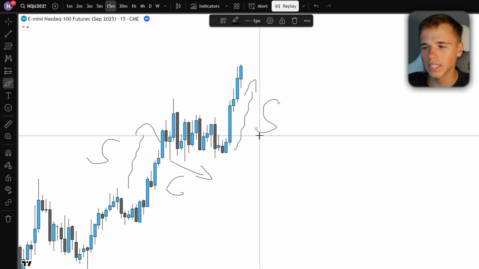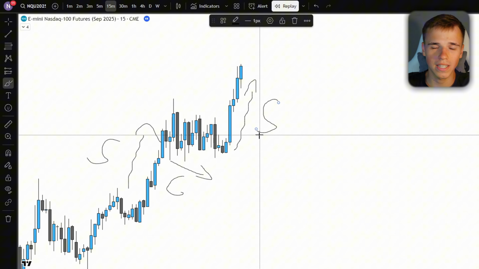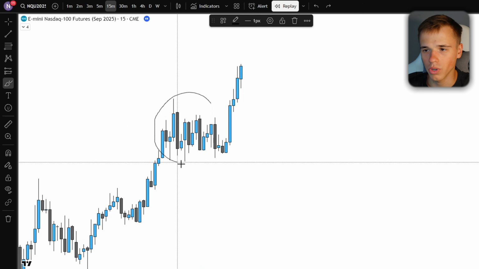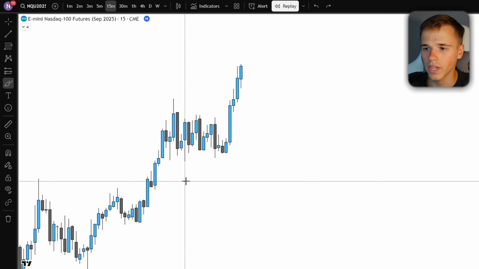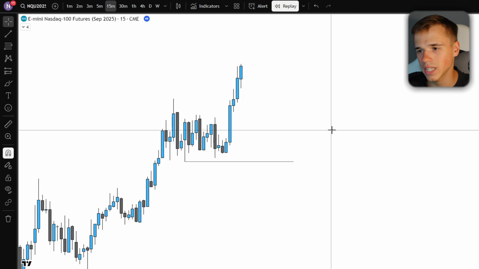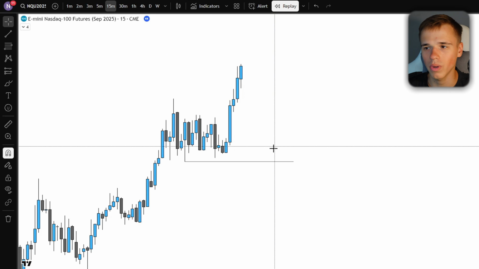So we have a structure, correction, and structure. So we learned after we have these three phases that we are waiting for the manipulation one. As we said, we mark the low of the correction phase. So this is correction phase, so we need to mark the low out, and the low of the correction phase is this. So we mark it out like this, and we said that we want to wait for a sweep of this low. So let's just see when the market gets closer to that.